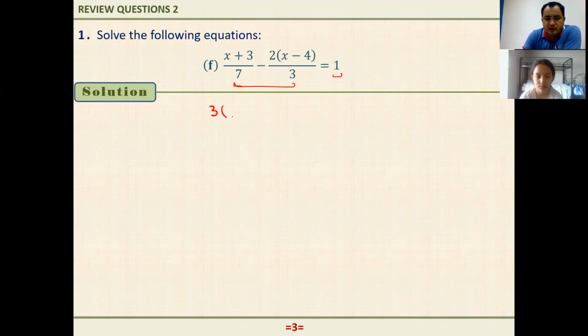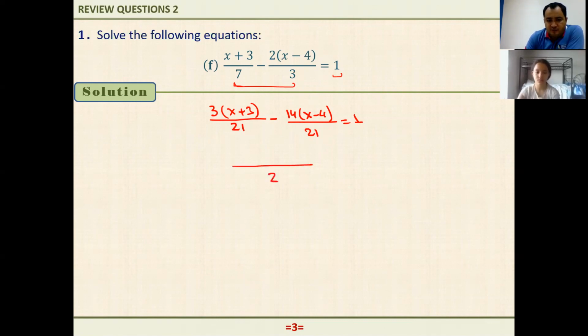To get 21 here, we should multiply by 3. So here we have 3 times x plus 3, and 3 times 7, 21. Minus, how about here? We should multiply by 7. 2 times 7 is 14. Here we have x minus 4 over 3 times 7, that is 21. On the right hand side, we have 1, right? A common denominator is 21, so we can draw a single fraction line.